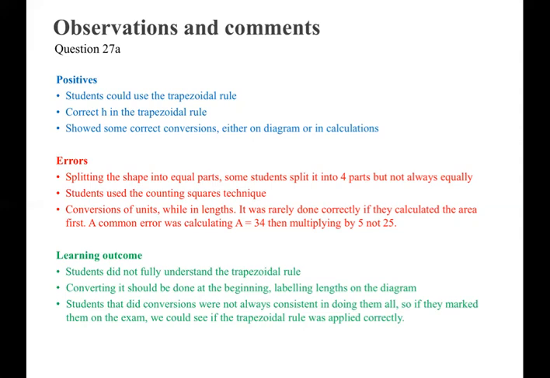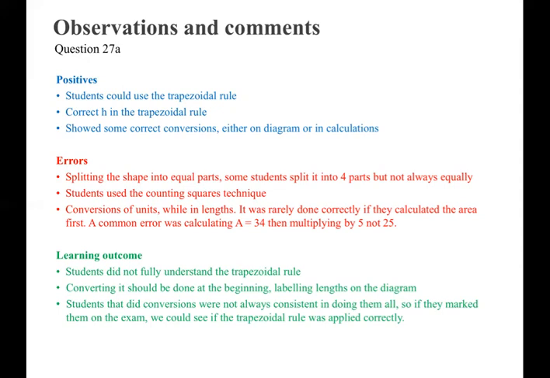A lot of kids use a counting square technique, where they counted how many whole squares, how many half squares, then they were supposed to multiply that by 25 to get the area. But often they didn't times it by 25, they often times it by 5. So they didn't acknowledge the trapezoidal rule at all, and they just looked at the squares and recognised that they had done this technique in school and presumed that was it.